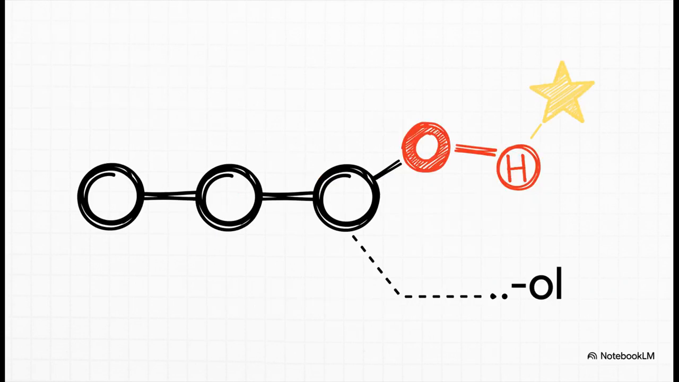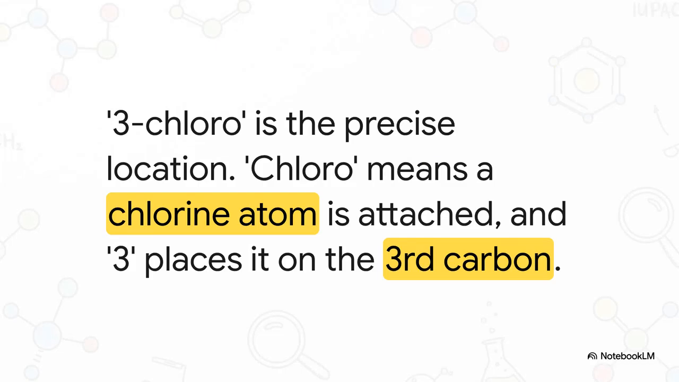Next, let's jump all the way to the end of the name. See that "ol" tacked on? That's like telling us what kind of building is at this address. It signals a special feature, what we call a functional group. And in this case, "ol" is a dead giveaway that there's an alcohol group, an oxygen and a hydrogen, stuck somewhere on that chain.